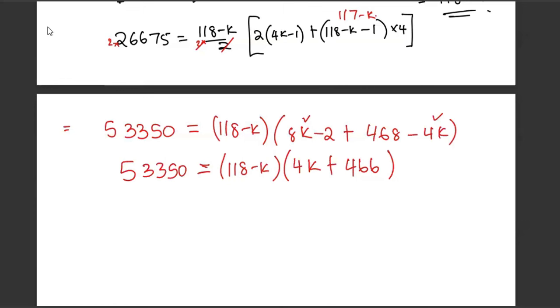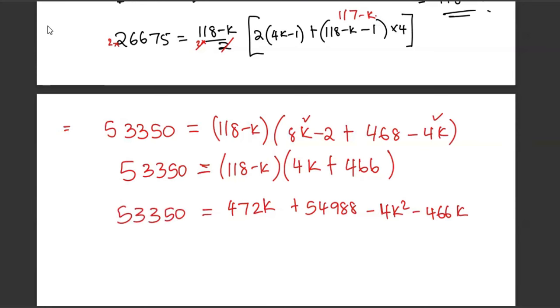Okay, then let's open up the brackets on the right. So 118 times 4 gives me 472k. And then 118 times 466 gives me 54988. Okay, and then this is going to be a negative 4k squared, and then negative 466k. We are saying this is equated to the 53350.